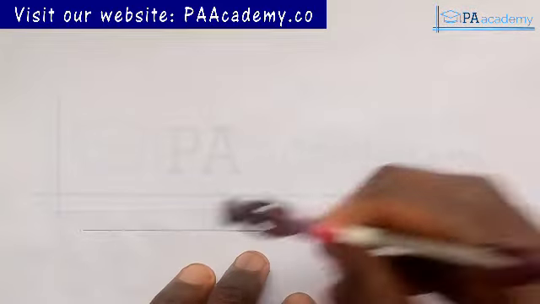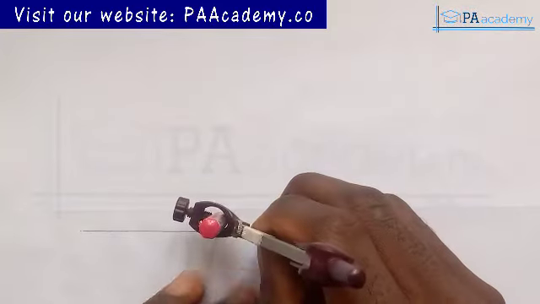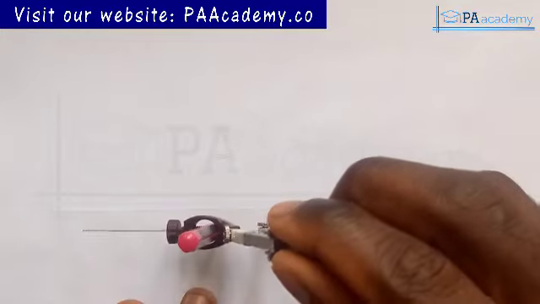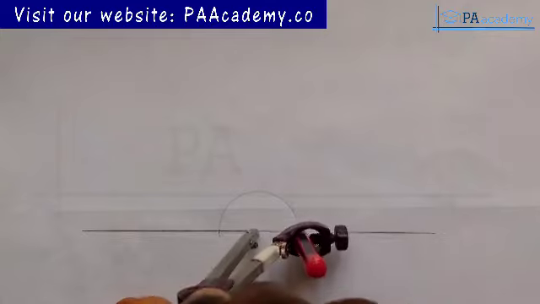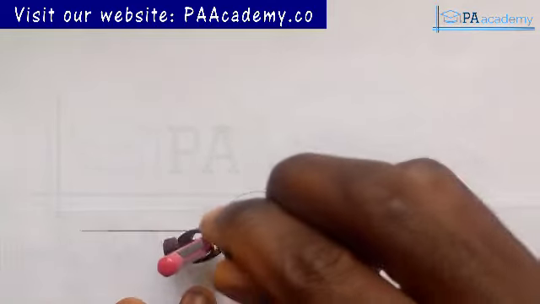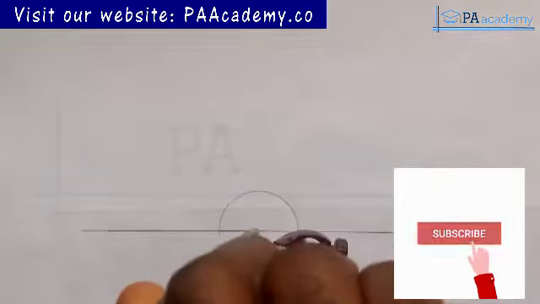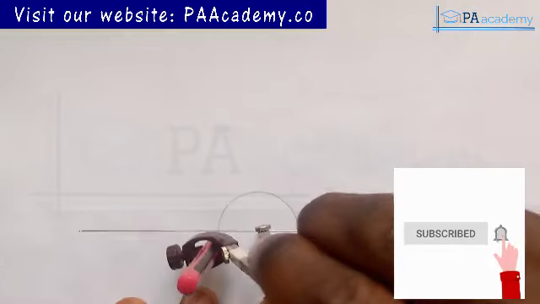So having done that, you're going to bring in your compass. At any convenient length, you set the radius to any convenient length. You place it on the horizontal line, and you're going to draw a semicircle like this. You can let it overlap the horizontal line that you've drawn.